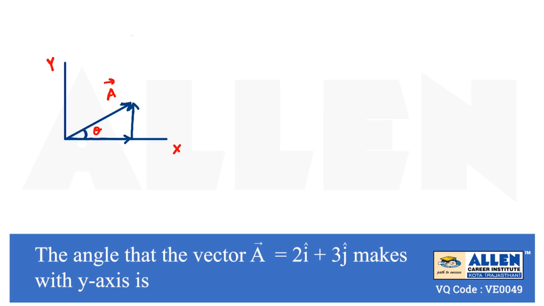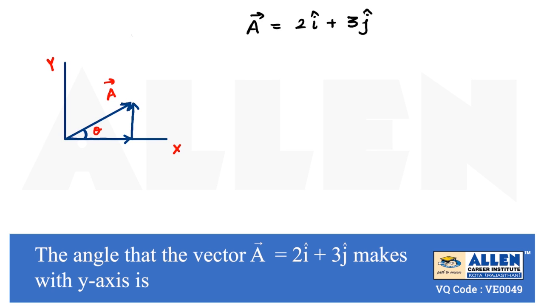Find the angle that the vector A equal to 2i cap plus 3j cap makes with the y-axis. Here we have to find the angle of a vector with the y-axis. So the given vector is A vector equal to 2i cap plus 3j cap.